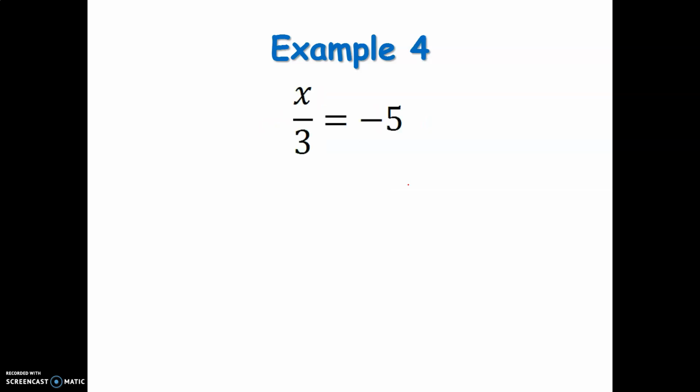Example 4. x divided by 3 is negative 5. We would like to get x by itself. x is currently being divided by 3. The opposite of dividing by 3 is multiplying by 3. So we multiply both sides of this equation by 3. On the left-hand side, we get 3 divided by 3, or 1, 1x, or just x. And on the right-hand side, we have negative 5 times 3, which is negative 15. So x is negative 15.